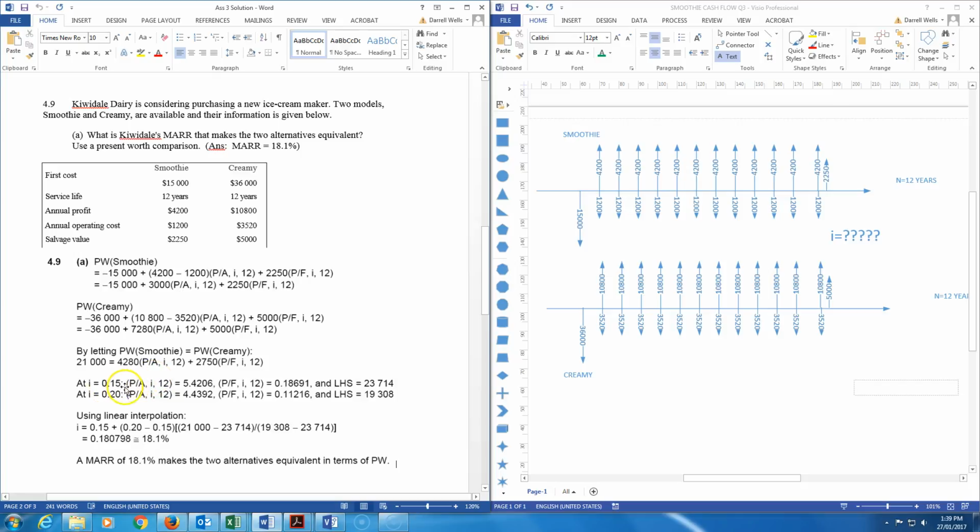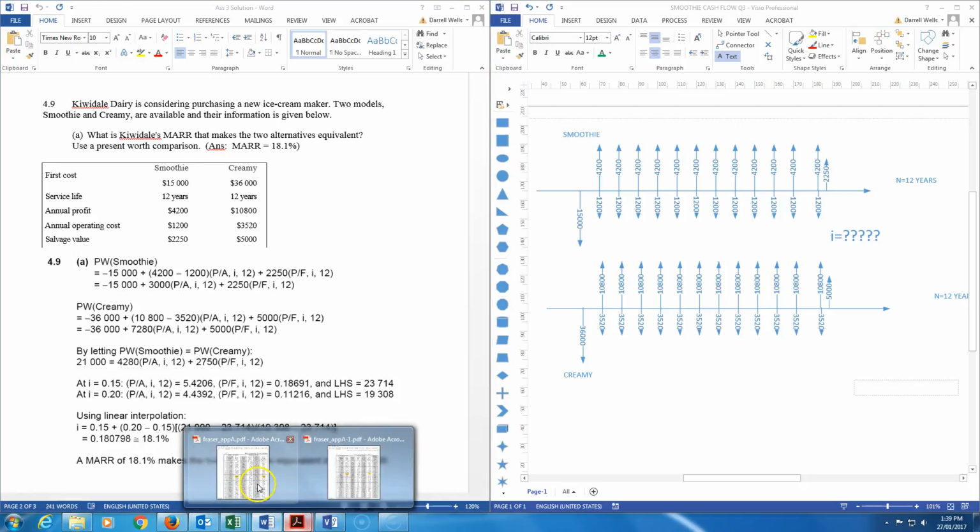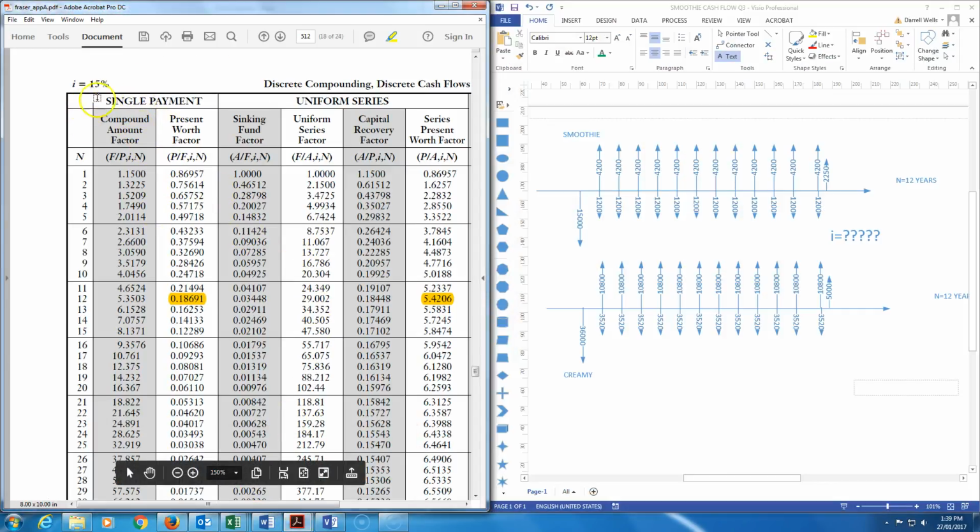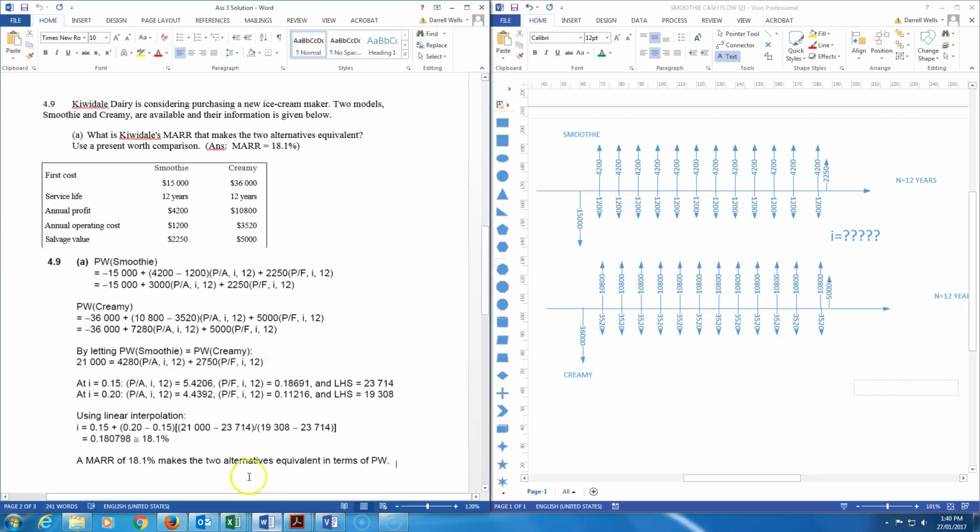So at 15%, we go to our 15% table, and we look up the two factors. So this is our 15% table. Our P given F factor is 0.18691. Our P given A factor is 5.4206. You take those two values and plug them back into your formula. Once you do that, you calculate that the left-hand side, that's what LHS stands for in this solution, turns out to be 23,714. We're looking for 21,000, so we're above our intended target.